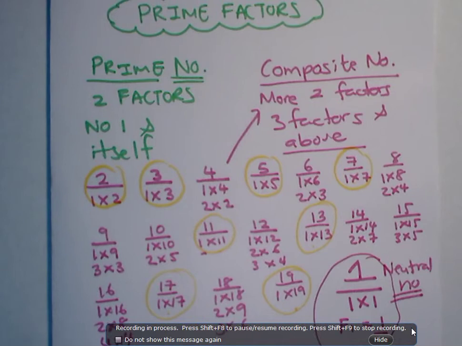Now we're going to move on to prime factors. So we know what prime numbers are. Now we need to know how to do prime factors. Prime factors can be done in two ways: through the tree method or through the ladder method.